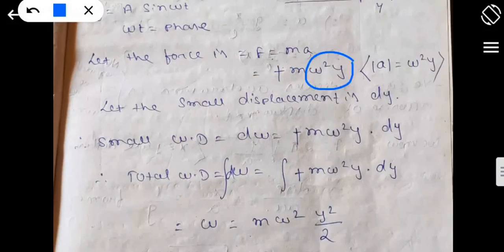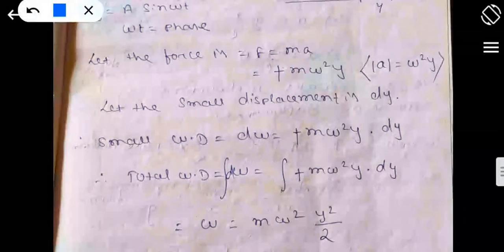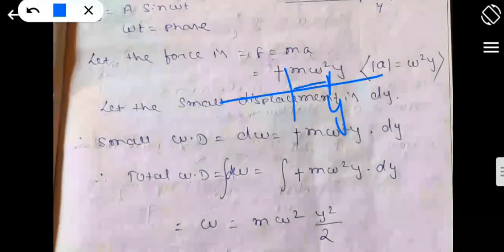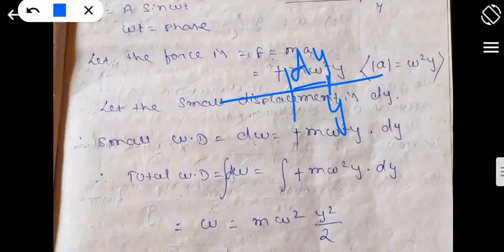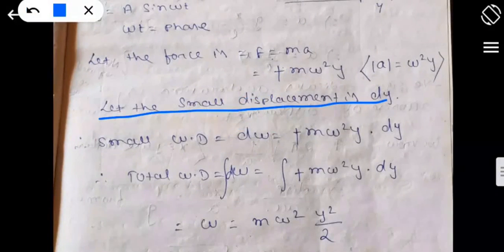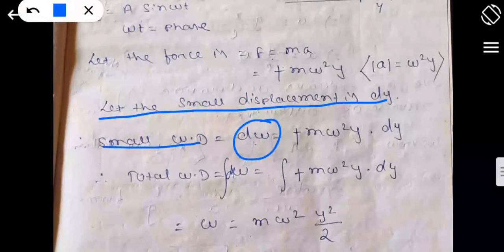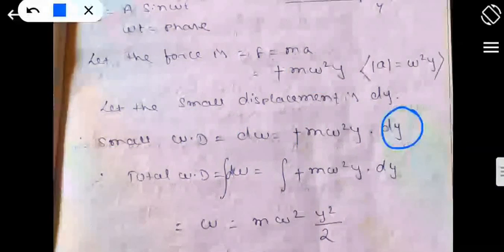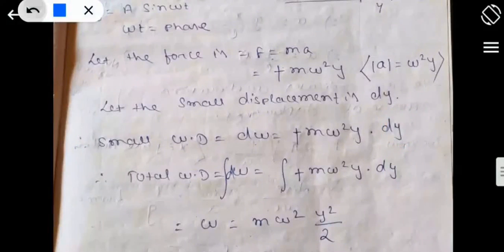Now, as I showed you in the figure, there is only a small displacement. Here to here only I displaced, a small displacement up to y. Let us take this small displacement as dy. So there will be a small work done involved. What is the small work done? dw. So let the small displacement be dy. The small work done dw is equal to force into displacement, that is m omega square y into dy.